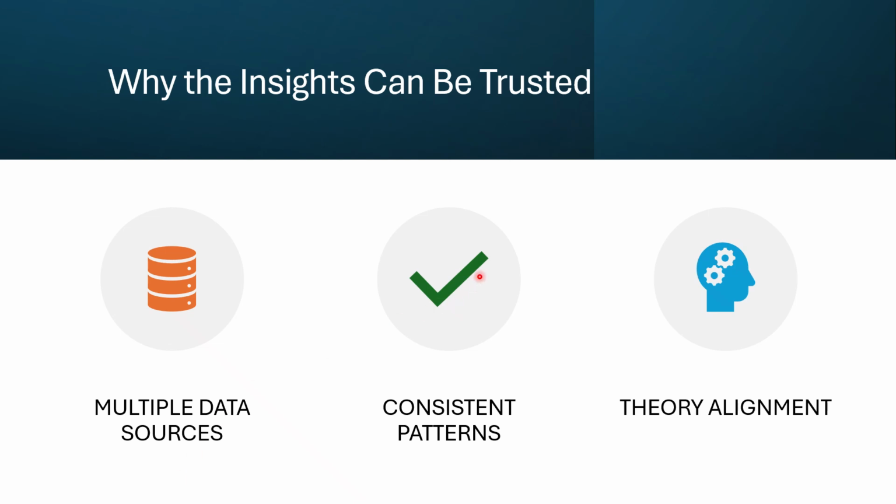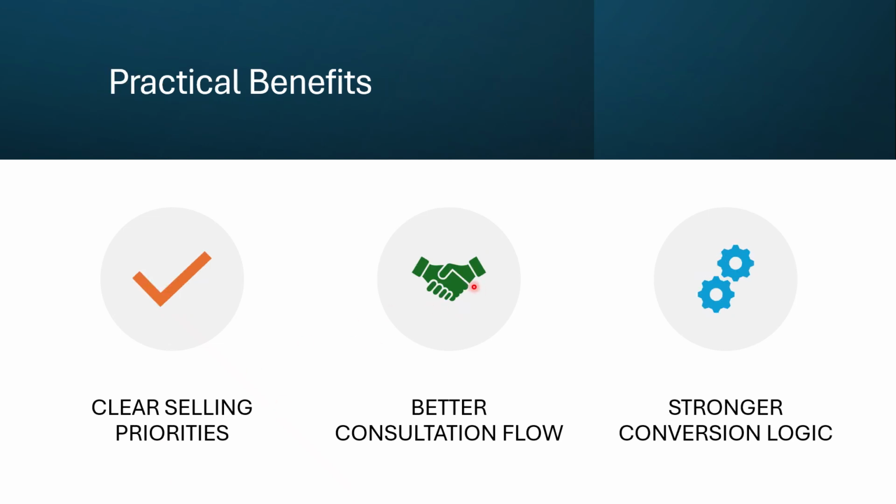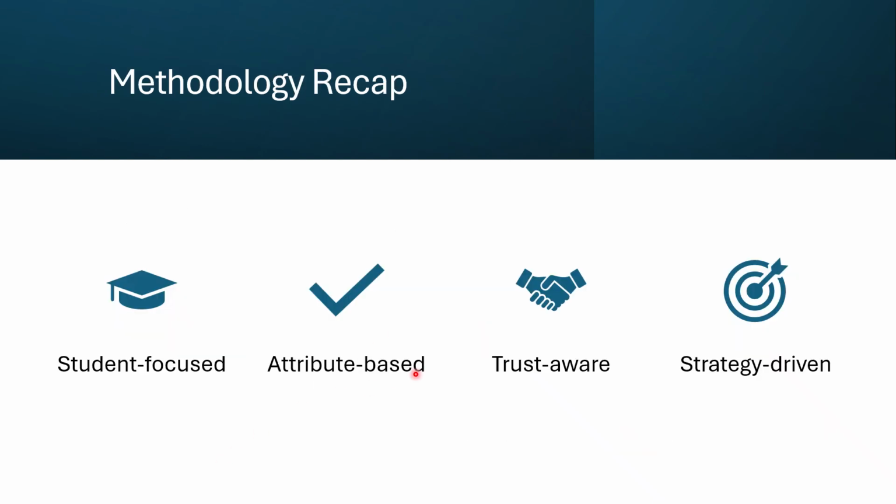We don't rely on one opinion or one website. Patterns that appear consistently across sources are more reliable than one big survey. This methodology helps retailers answer one key question: what should I explain first, second, and last when selling to students? In summary, this research method is simple, realistic, and designed for the real market. It helps retailers sell smarter, not harder.